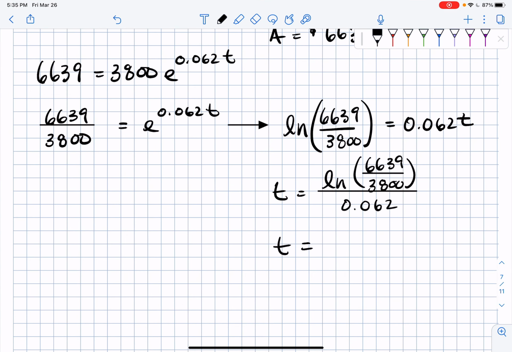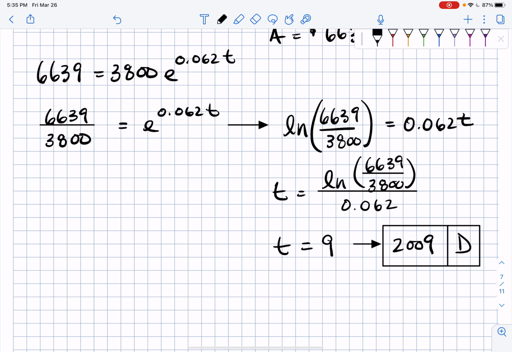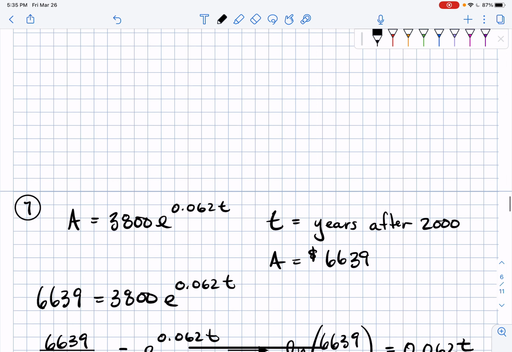So t is going to equal 9, which is the number of years after 2000. So therefore, it's going to be 2009, which is choice D. There we go. And that's number 7.